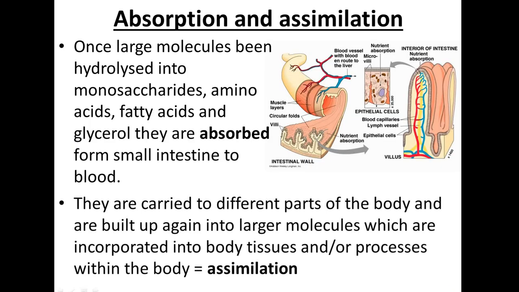Just to note, once the large molecules have been hydrolyzed into single monosaccharides, amino acids, fatty acids and glycerol, they are then small enough to be absorbed from the small intestine into the blood. They are then carried to different parts of the body. Then they can be used to build up again into larger molecules, which are incorporated into the body tissue, like proteins, or they can be used for processes within the body. So if it was glucose, it could be used for respiration. Using it for another purpose or building it up is called assimilation. So that's the end of the introduction to digestion.